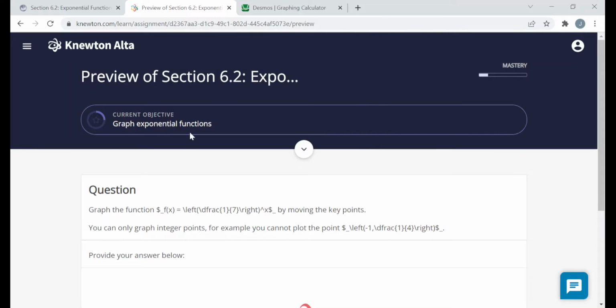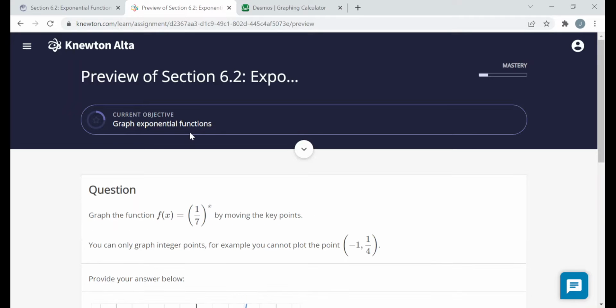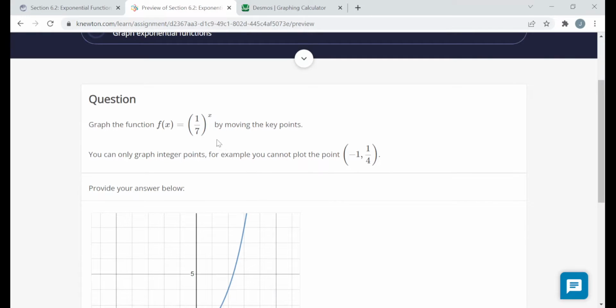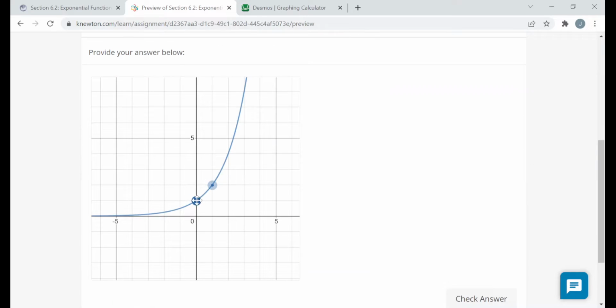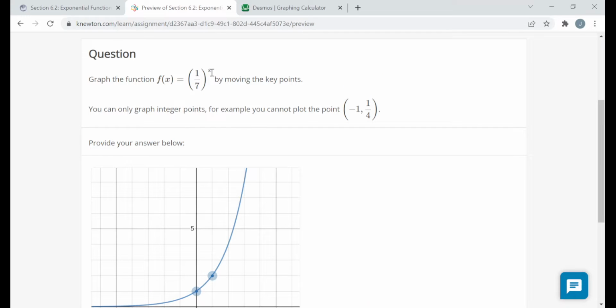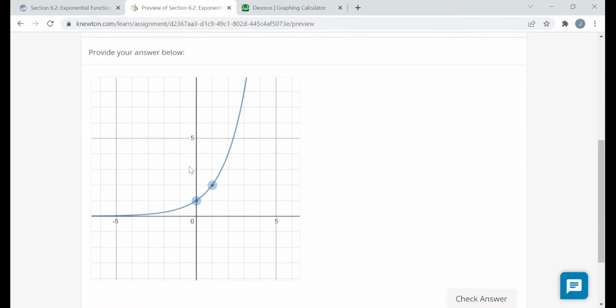Back to just graphing exponential functions. Graph the function y equals 1/7 to the x by moving the key points. You can only graph integer points, so like 1/7 to the 0 power would be 1. So 0, 1 I've already got. I'll just leave that there. Now if I put 1/7 to the first, that's 1/7, but you can't move these to fractions like 1/7. So I'm going to go backwards, 1/7 to the negative first power, that would be positive 7. So move this point to negative 1, 7.